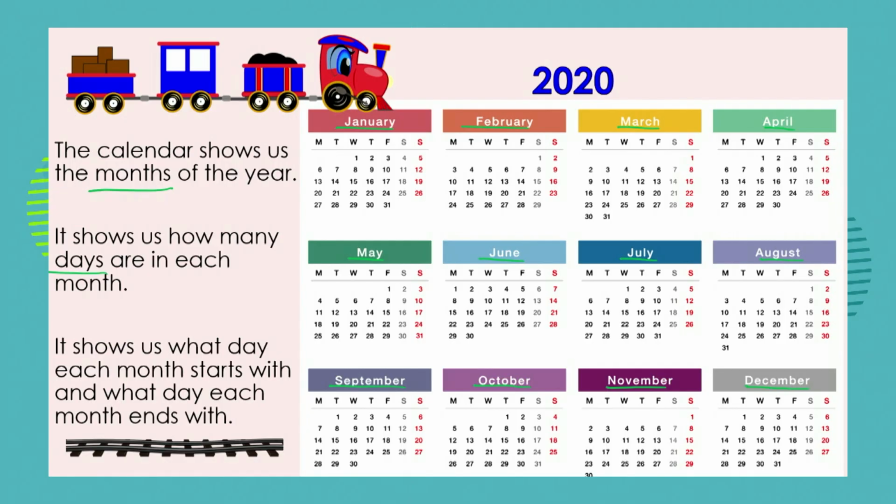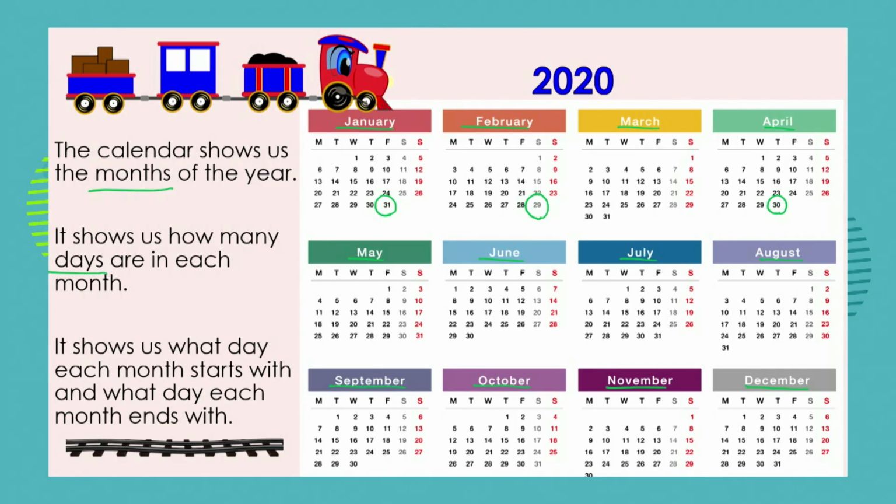So we can see in January that there are 31 days. If we have a look at February, we can see that there are 29 days. And if we have a look at April, we can see that April has 30 days.